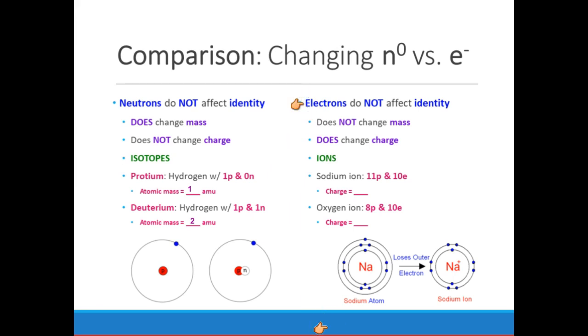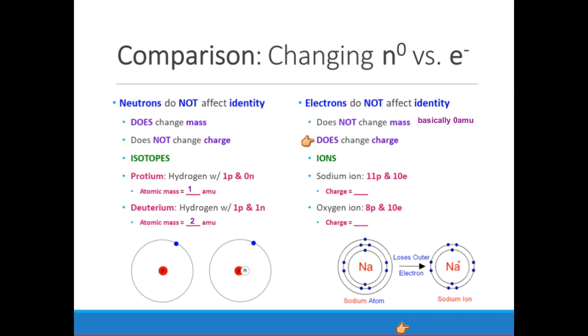Again, electrons have no effect on identity because electrons are different from protons, and protons are the only thing that affect identity. Okay? However, electrons, do they have mass? Do electrons have mass? Tell me in the chat box. Think about it, they're on the outside, they're super tiny. No, they basically have 0 mass, right? So they're basically 0 AMUs. So they're not going to change the mass. Again, same thing. We can add 100 electrons and it's not going to affect the mass of the atom.